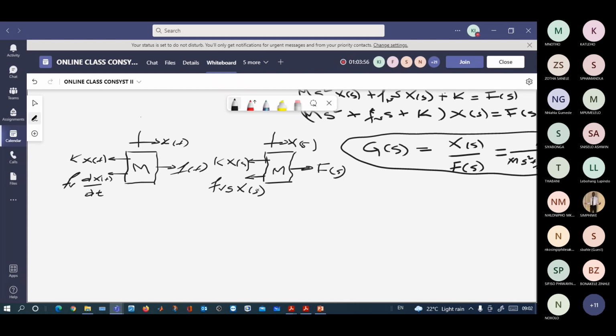Using the impedance rule, we know the equivalence is just the way it is there. So we can write this one straight, and say, okay, using this free body diagram, our force will be equal to minus K X of s minus Fv s X of s plus F of s is equal to M s squared X of s.